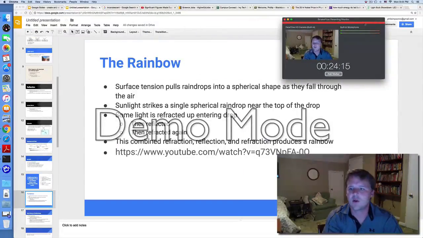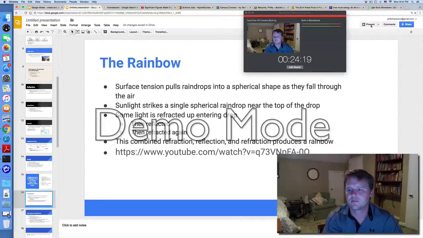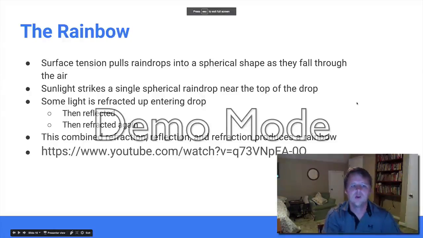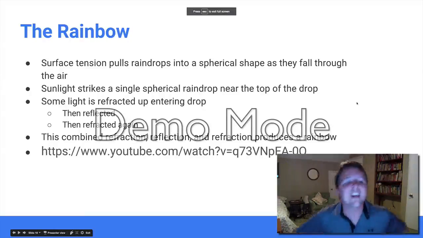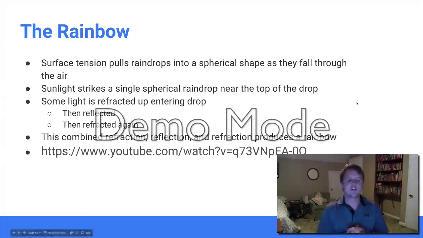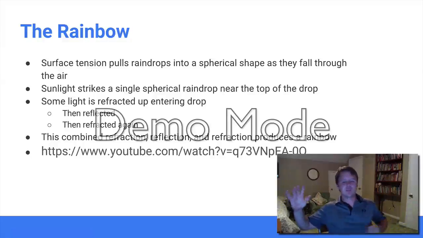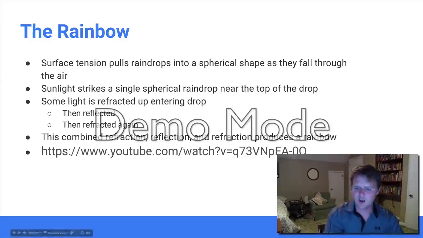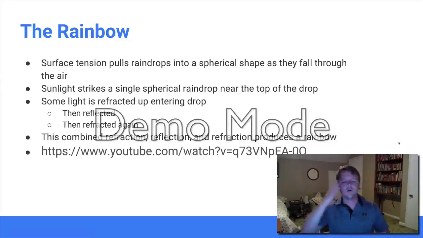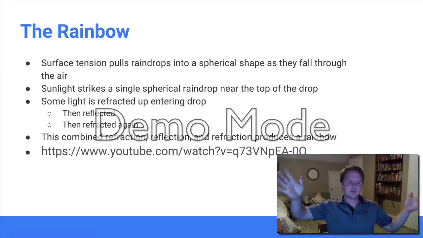We have the rainbow here on our next slide. Surface tension. So where does the rainbow come from? This slide's going to teach you where the rainbow comes from. There's also a video down here, but I'm not going to show a video in a video because this video will take forever. So I'm going to post the video to Blackboard.